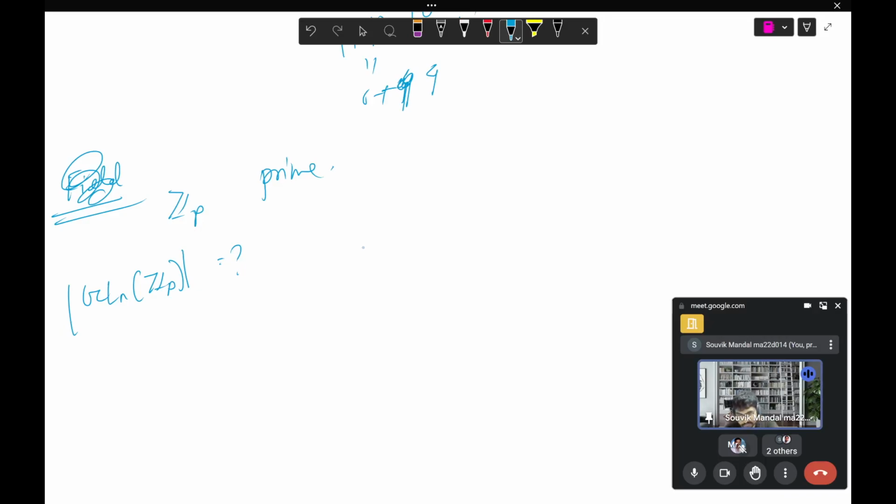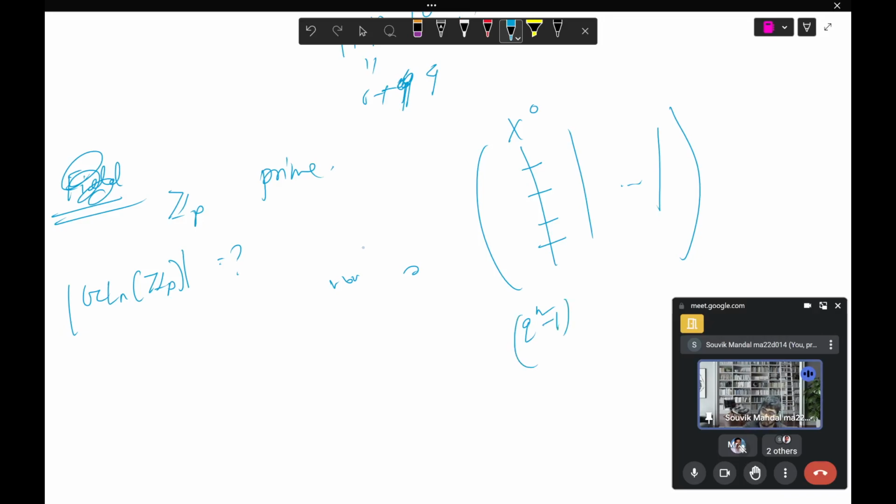Okay, so the idea goes as follows. GL_n is an n cross n matrix. So first column, second column, and then a total of n columns, and each column has n entries. Now the first column can't be zero, right? So the first column has n entries, so we have q to the power n choices, but it can't be all zeros. That's why the first column can be chosen in q to the power n minus 1 ways.